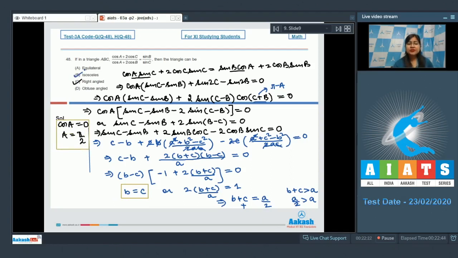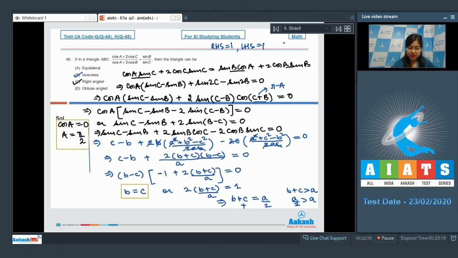Now if we put this condition in the given equation, that is angle B equal to angle C, let's see what we get. When we put angle B equal to angle C, then on the right hand side we get 1 and on the left hand side we get (cos A plus 2 cos B) divided by the same quantity. So this is also equal to 1. It means that if angle B is equal to angle C, then angle A can be given any value.